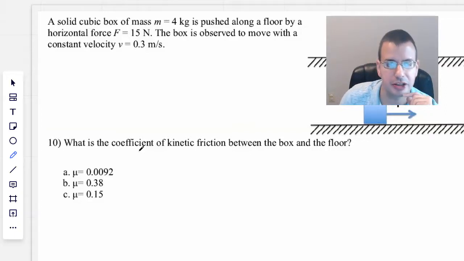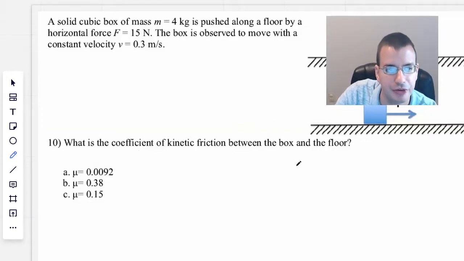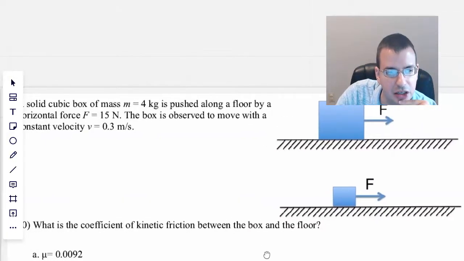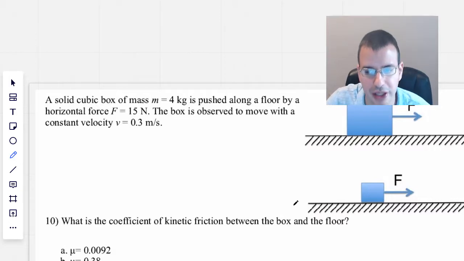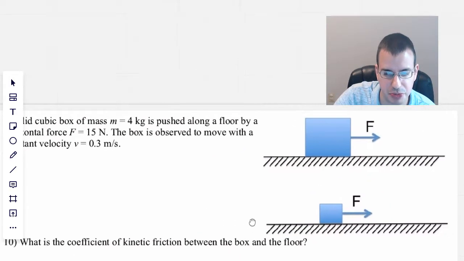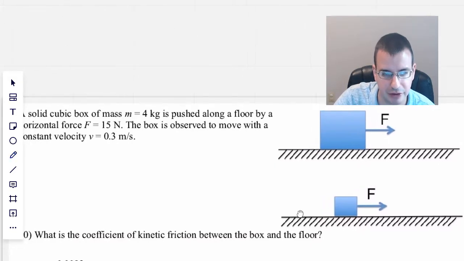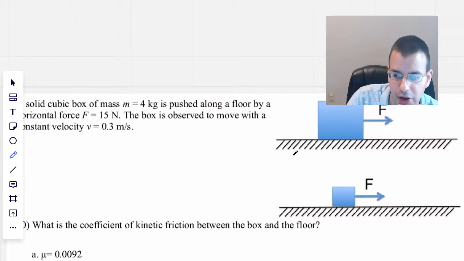A solid cubic box of mass m equals 4 kilograms is pushed along a floor by a horizontal force of 15 newtons. The box is observed to move with a constant velocity of 0.3 meters per second. I'm suspicious why there's two boxes involved. That's okay. So I'm going to use this one.